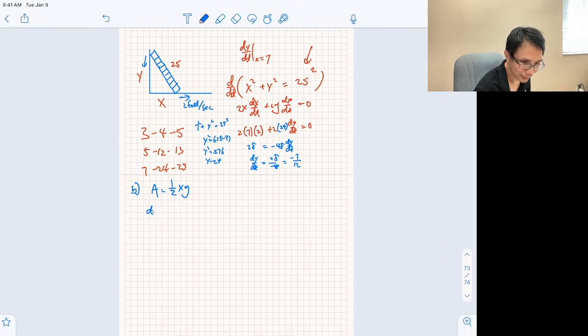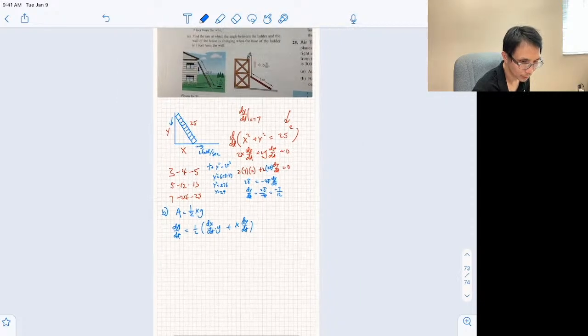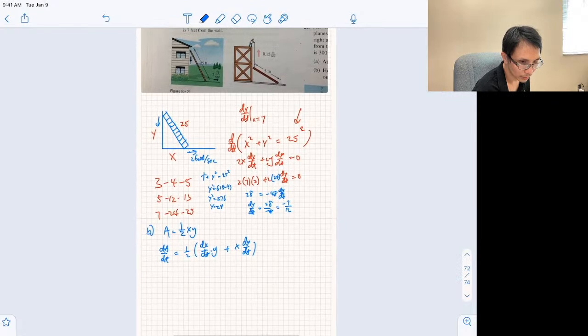So dA/dt. But it's not that bad because by the product rule it's gonna be dx/dt times y plus x dy/dt. But we have all the information. dx/dt is 2, y is 24, I think, plus x is what? 7. And dy/dt, we got it from the previous one right here.